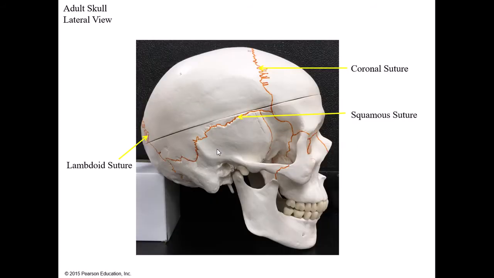Here it is on the real skull. So again, this would be the squamous portion of the temporal bone. And just following it around, that suture right there is the squamous suture.